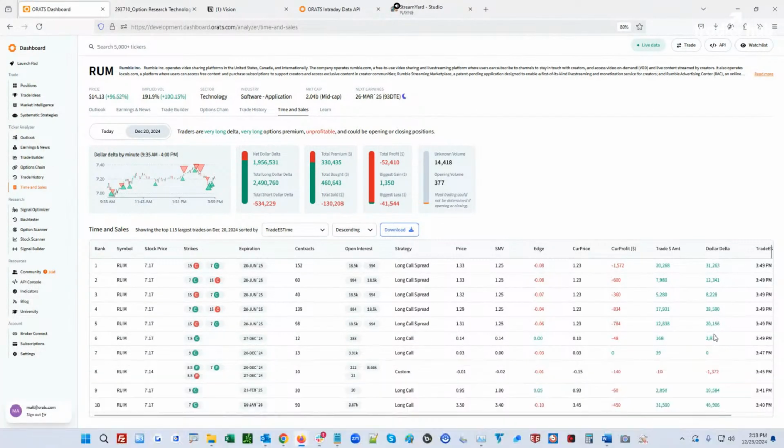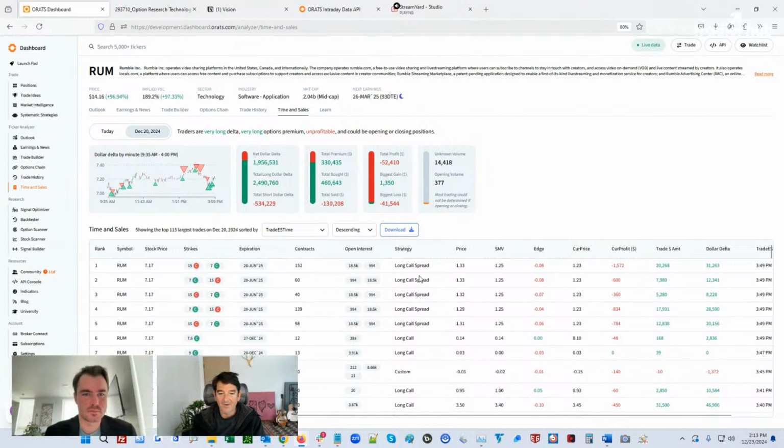Look at all these dollar deltas right at the end of the day. Long call spread, long call spread, long call spread. So they're buying the 7, selling the 15 calls. It's almost perfect, right? But it's so small that it's a little bit hard.